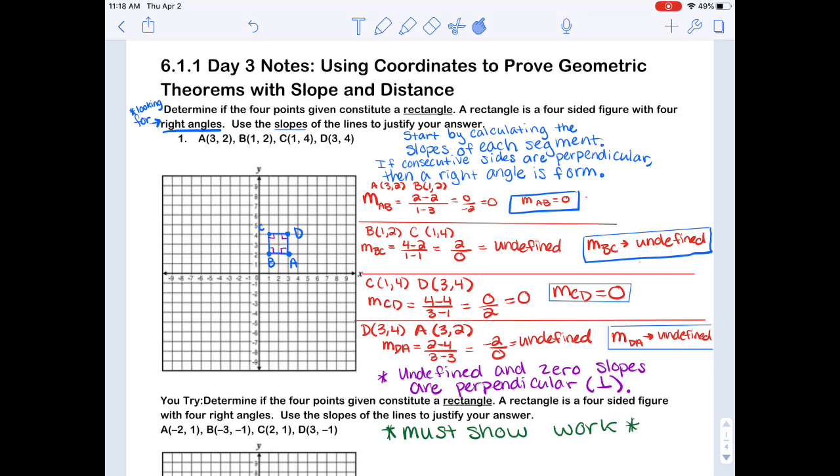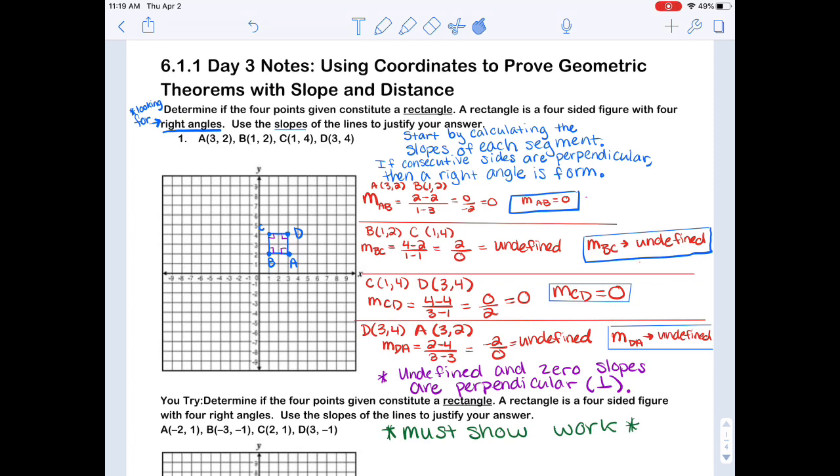We are using coordinates to prove geometric theorems with slope and distance. If you look at number 1, it says determine if the 4 points given constitutes a rectangle. A rectangle is a four-sided figure with 4 right angles. Use the slopes to justify your answer.